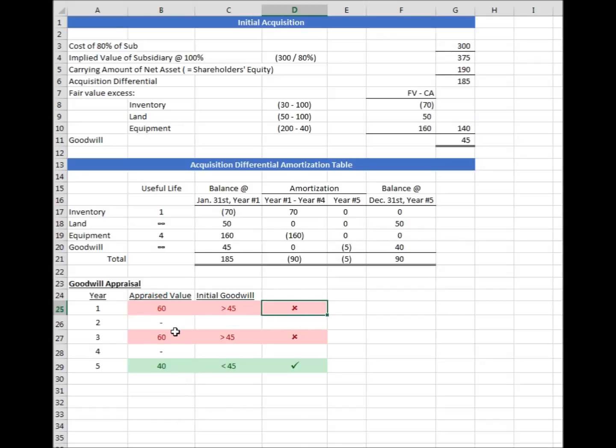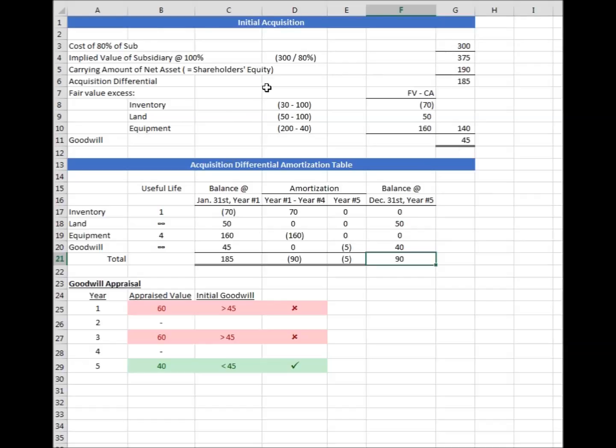That's why there's a little X there. So 60, 45, we can't use that, but since this one is lower, it's 40, and this is 45, the initial goodwill is greater, we can impair it by the difference between these two. That's why there's a check mark there. And the impaired amount will be 5 right here. So the difference between those two, that's the impaired amount. And then we should have a total balance of 90 at December 31st, year 5.